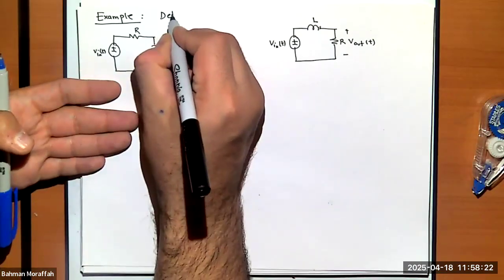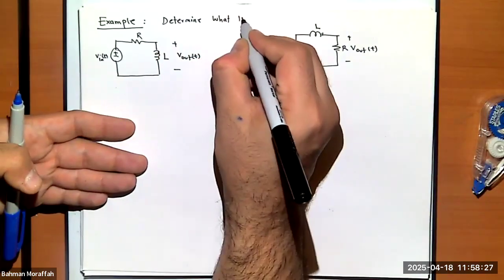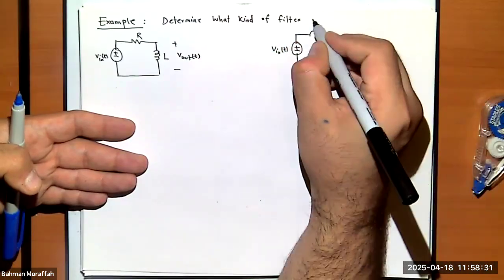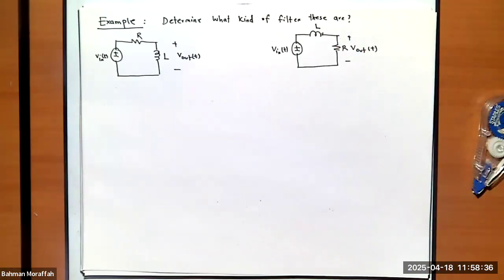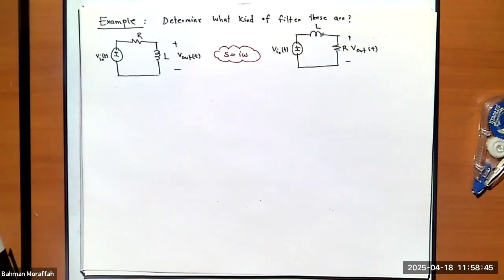So determine what kind of filter these are. Let's just assume this is I omega. I don't want to keep writing I omega. How do we analyze this? How do we know what type of filter it is? We're going to have to take it to the frequency domain and start analyzing the frequency domain.